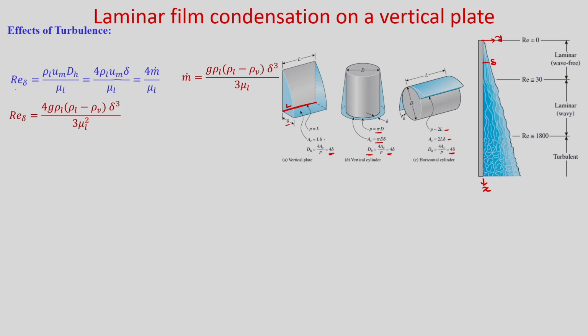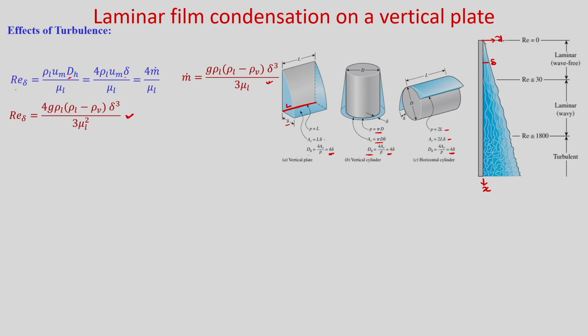So, we now define the Reynolds number with this hydraulic diameter as 4 delta, and in place of mass flow rate we write rho L into delta. So, that will be 4 m dot by mu L. This m dot we know as an expression. If you put it here, you get the Reynolds number based on delta equal to 4 g rho L into (rho L minus rho V) delta cube divided by 3 mu L square. Okay. So, the Reynolds number is defined in this way.